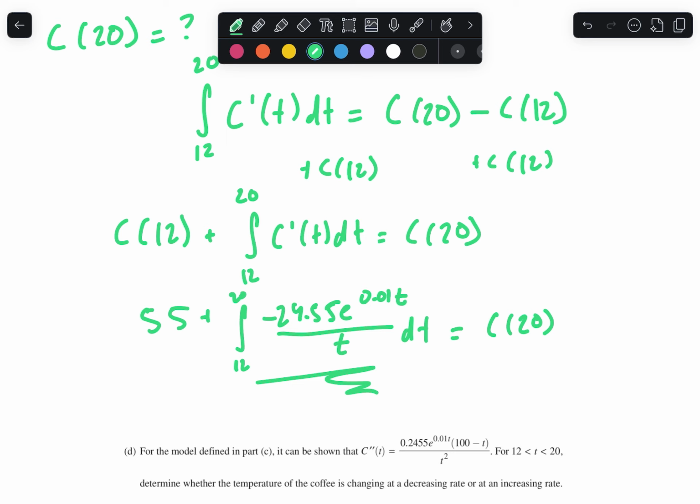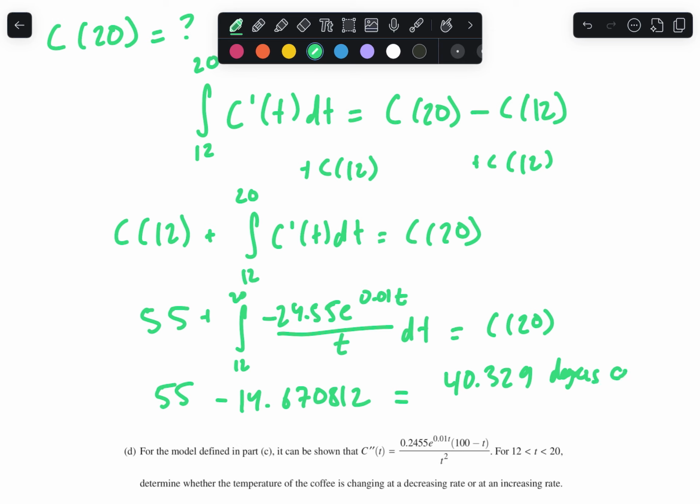You should get that it's equal to roughly negative 14.670812. And then we're going to be subtracting that from 55 to get what C of 20 is, which is 40.329. I'm just going to go ahead and round it at that point. Degrees Celsius. And that should be the answer for part C.